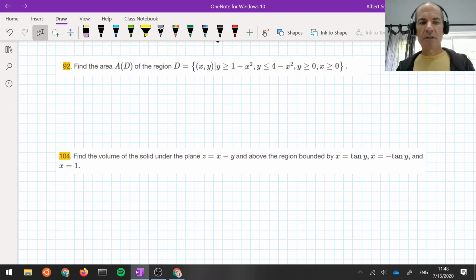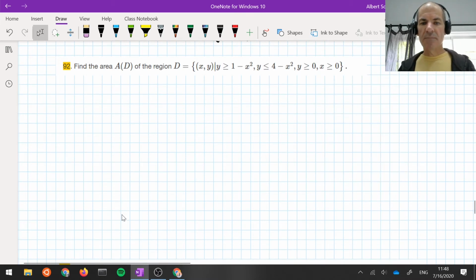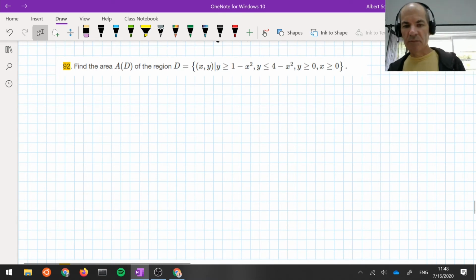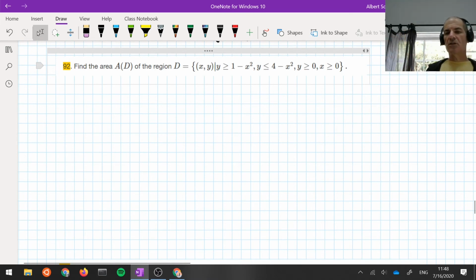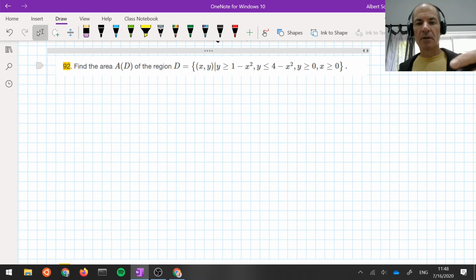All right, in exercise 92, you're asked to find the area of the region D. And we're given the region again as a collection of conditions. Again, you have to have a sharp eye and look for these commas. There's a comma here, and a comma here, so there are actually 4 conditions. And all of these conditions need to be met simultaneously in order to be a member of the set D.